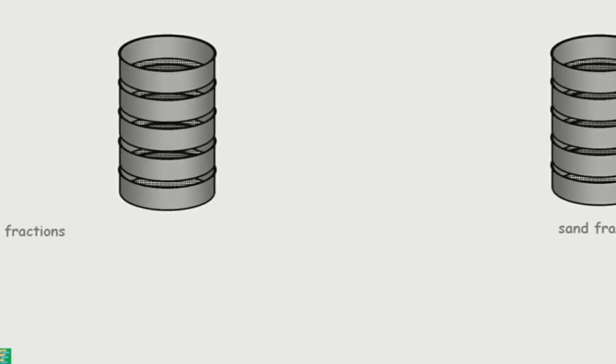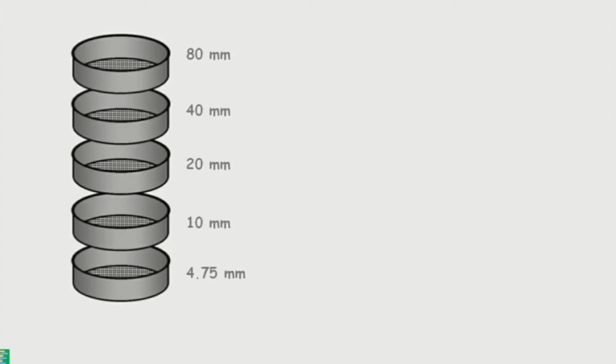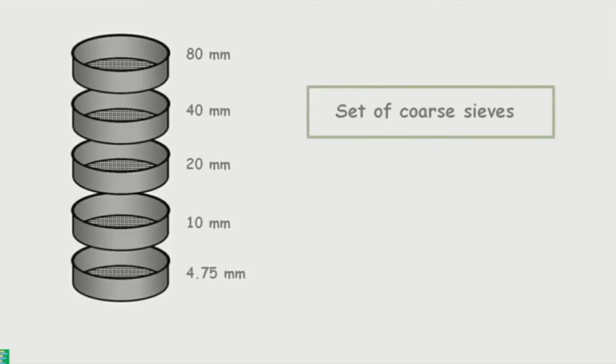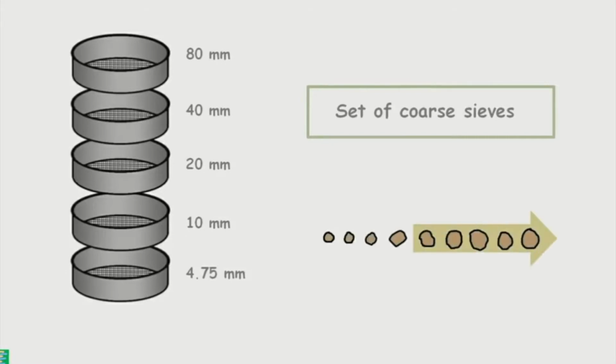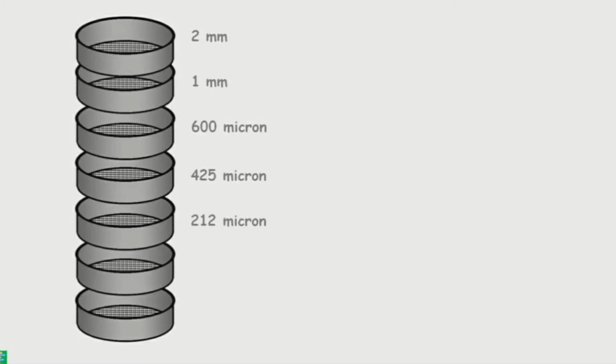Now for gravel fractions, we require sieves of sizes 80 mm, 40 mm, 20 mm, 10 mm, and 4.75 mm. This set is called the set of coarse sieves, as it sieves coarser parts of the coarse soils. The second set of sieves is for sand fractions, and consists of sieves of sizes 2 mm, 1 mm, 600 micron, 425 micron, 212 micron, 150 micron, and 75 micron.